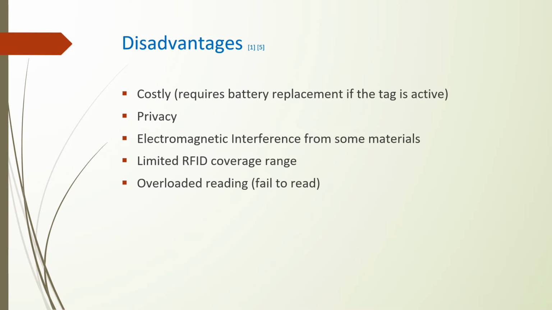We'll look into the disadvantages. The first one is that it is costly because it requires battery replacement if the tag is active. The second one is privacy. Privacy is a concern with the use of RFID on products as it can be easily tapped or intercepted. The third is electromagnetic interference from some materials. The fourth is limited RFID coverage range. And the fifth one is overloaded reading, which fails to read.